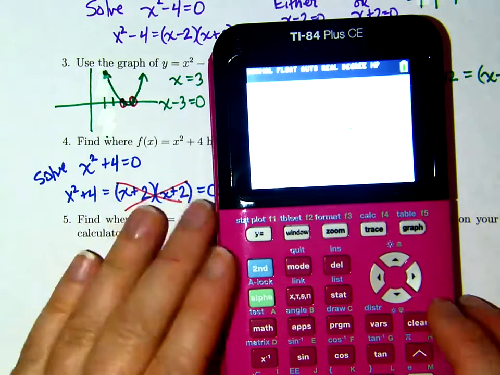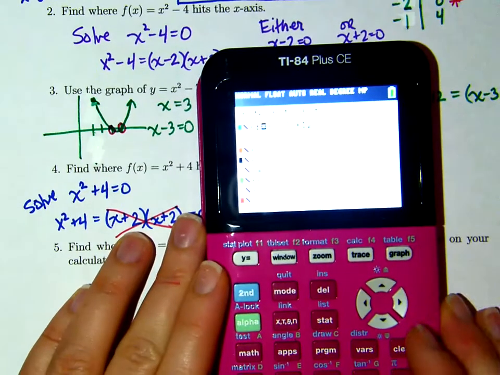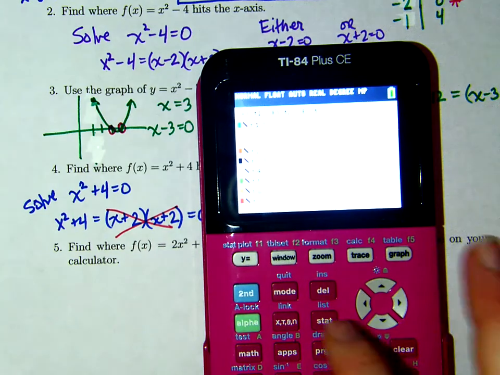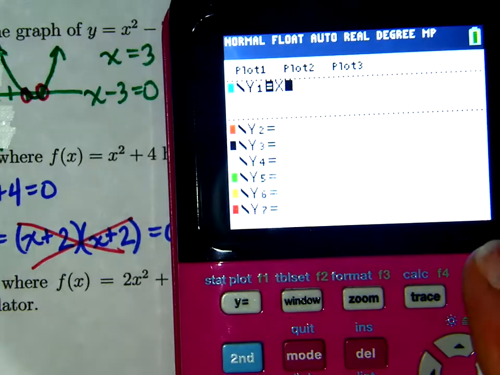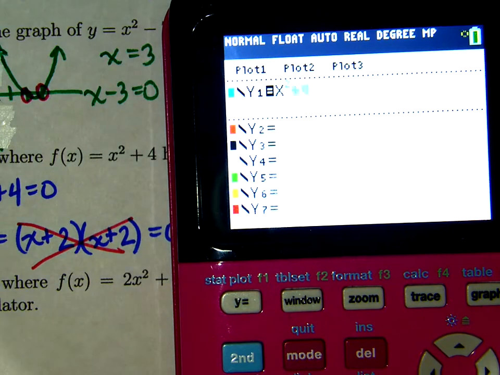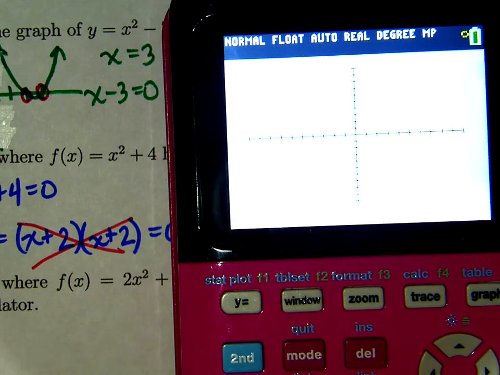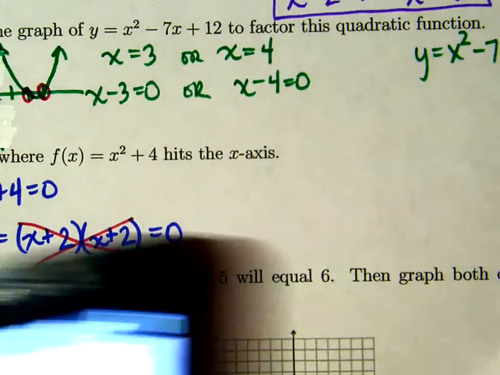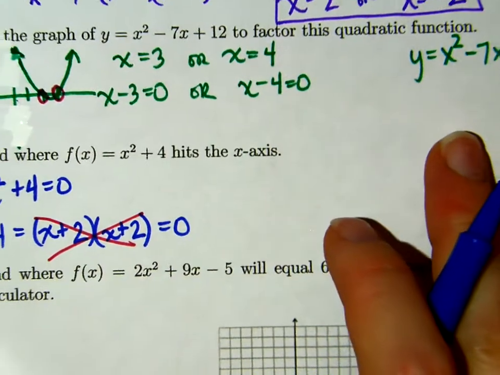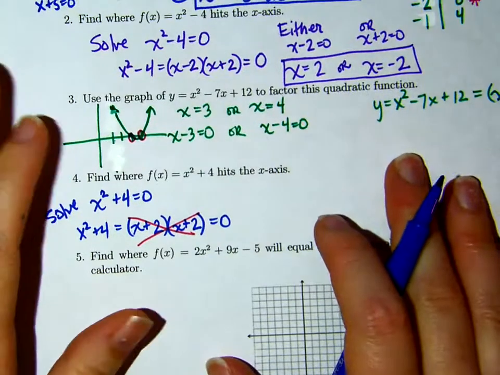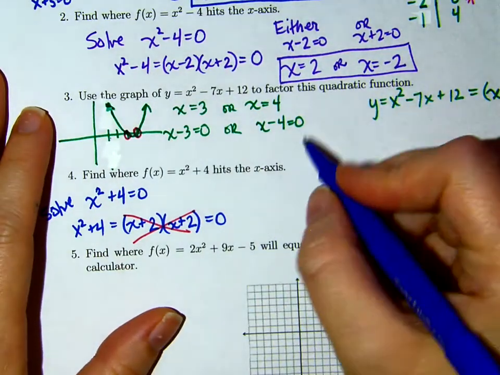And in this one, I used my graph to find it. So here we go, clear it. X squared plus 4, graph. Oh, look at that. It's floating up there. Find where it hits the y-axis. Well, in this particular case, it's actually easier to make a graph of it.